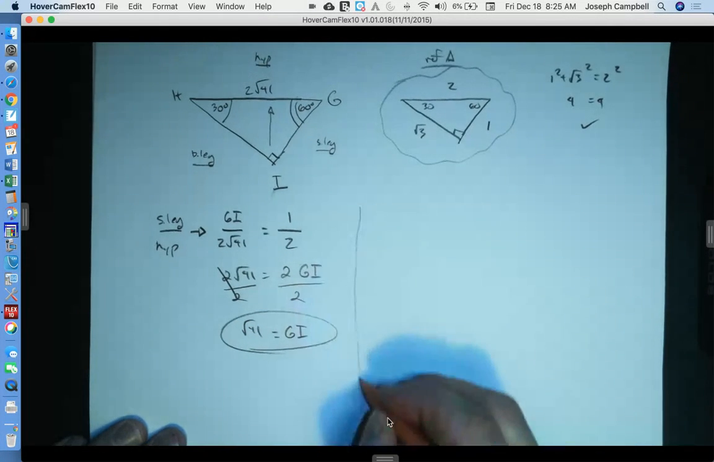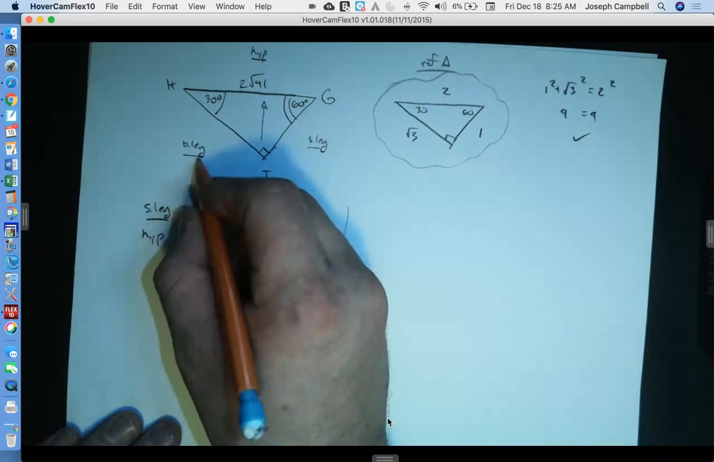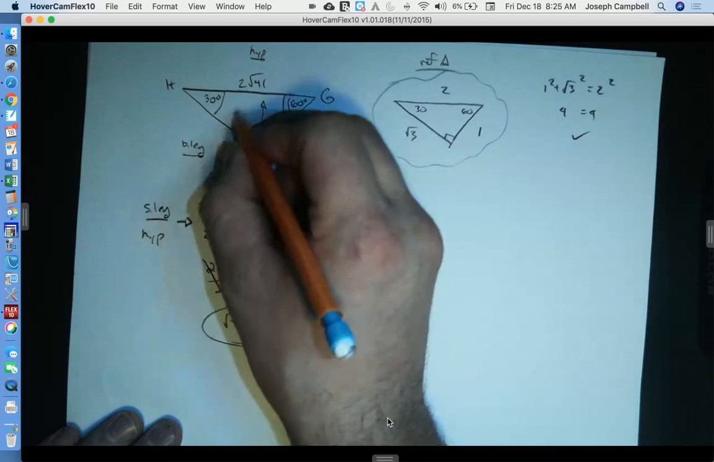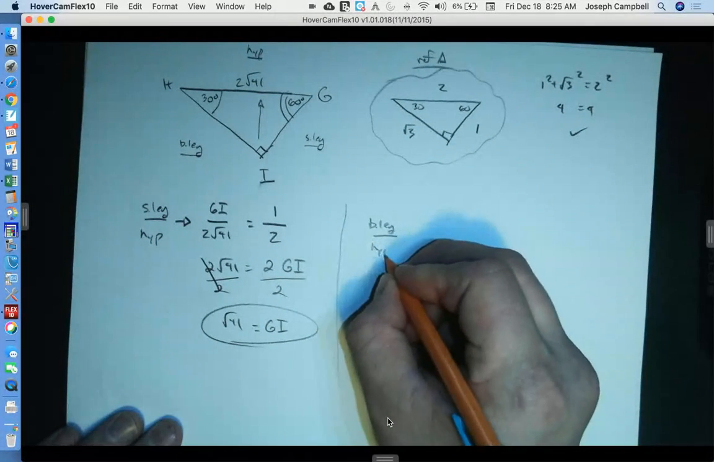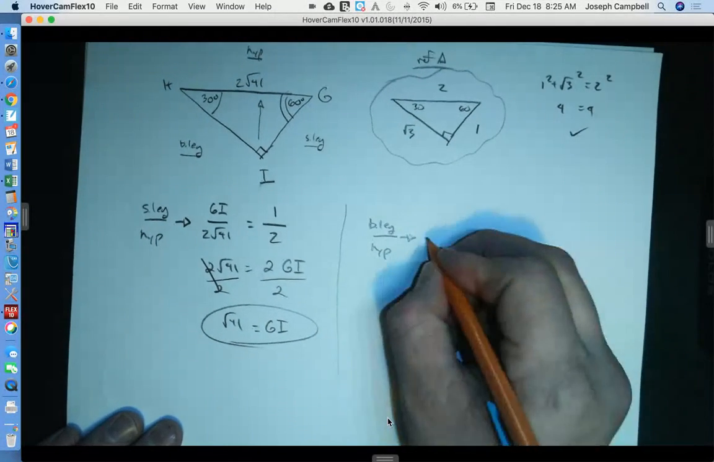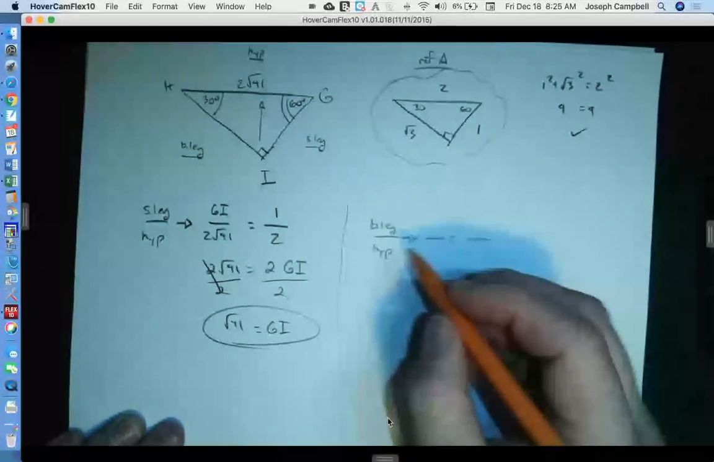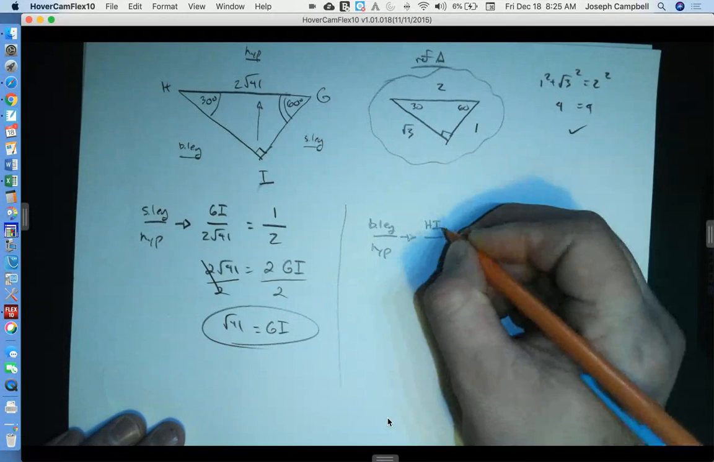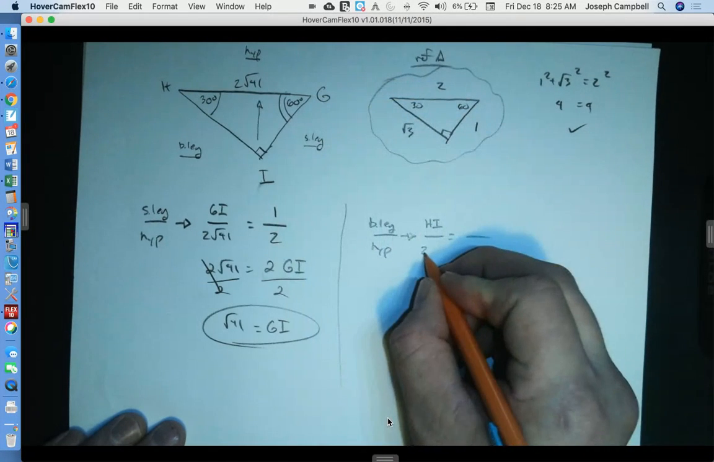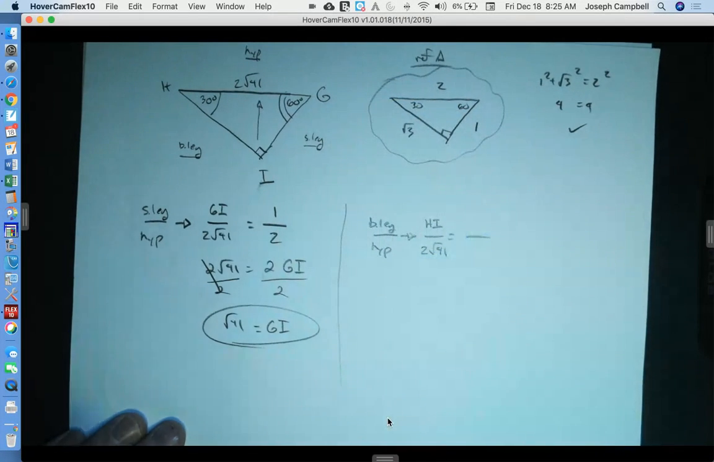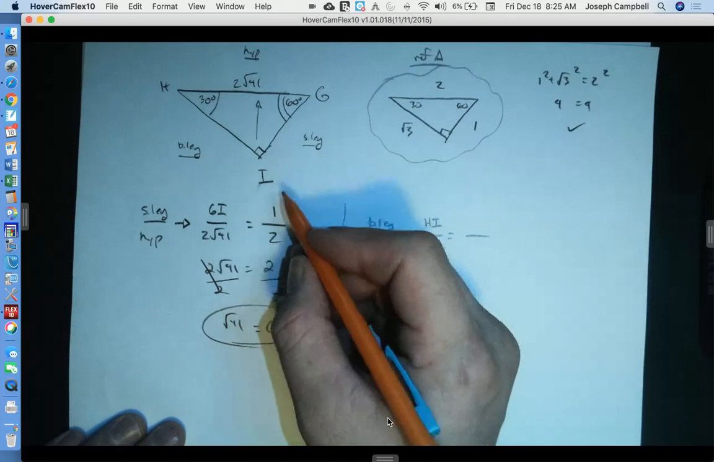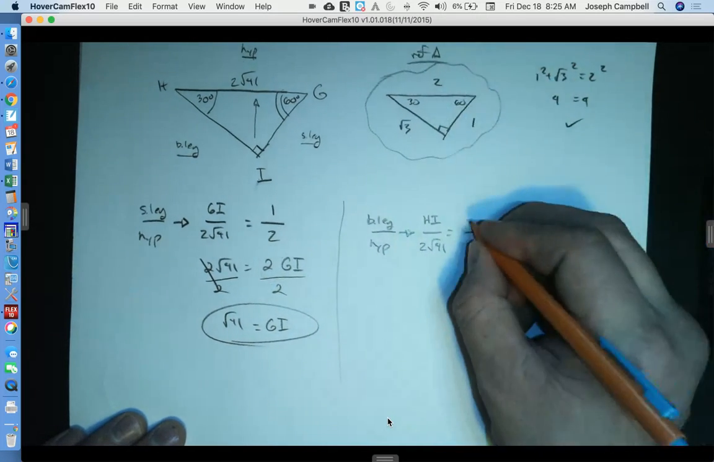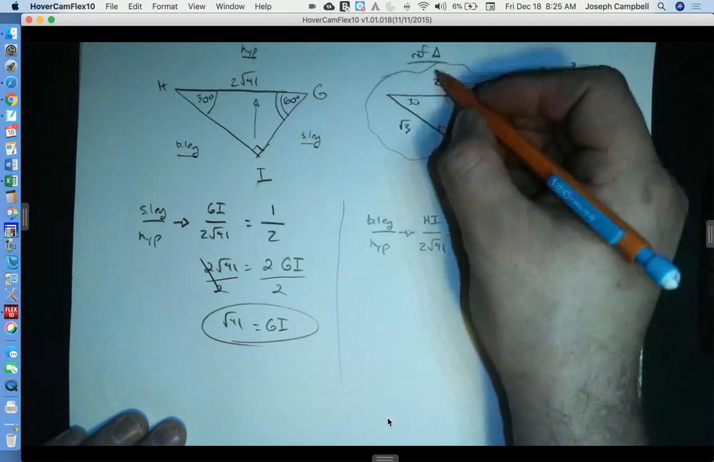Okay, let's go ahead and do the big leg. Again, I'll use the hypotenuse to complete my ratio. So in that problem triangle, the big leg is HI. The hypotenuse is 2 root 41. Okay, the reference triangle, the big leg is root 3, and the hypotenuse is 2.